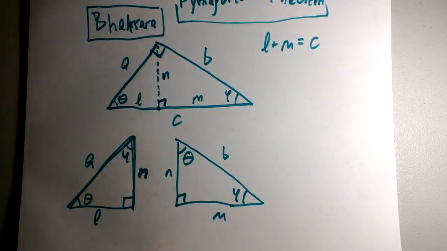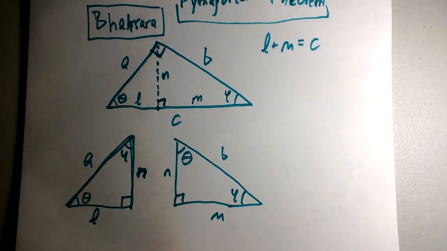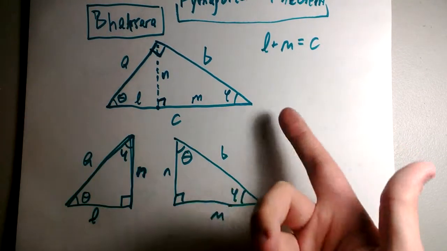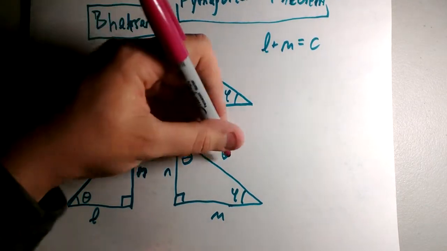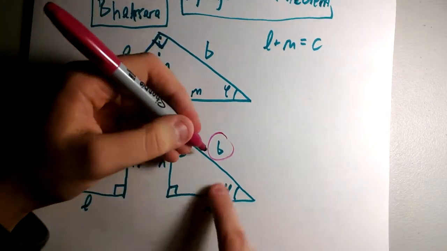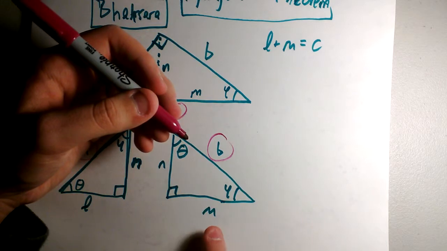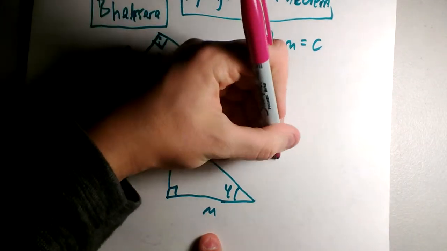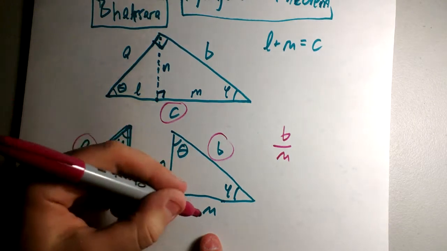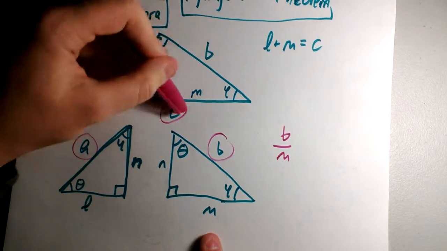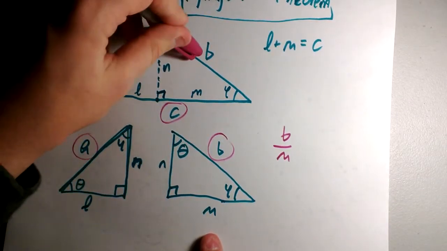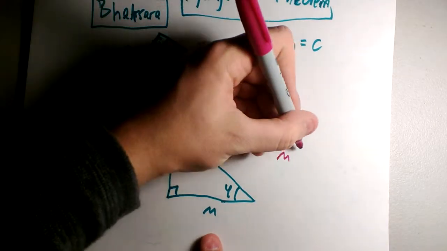Alright, so here's what we can do. Without even using trigonometry, we can just say that all these ratios are the same, if they're the same relative to each other. So let's look at this big triangle. Let's do all our ratios relative to the hypotenuse. The hypotenuse here is A, here it is C, here it is B. Alright, B divided by, let's say, M. What does that equal? Well, M is the side next to the phi, the side next to the phi that is not the hypotenuse.